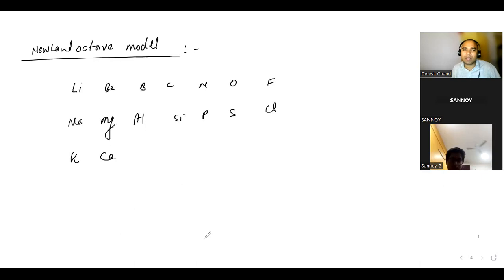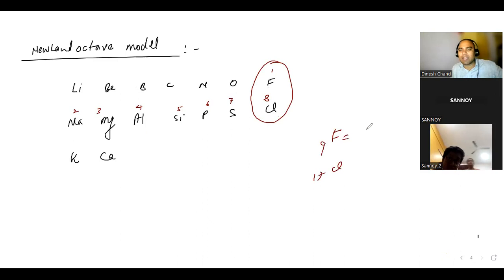The point we have to understand is that you can consider any element to be the first. Suppose you consider this as the first element: 1, 2, 3, 4, 5, 6, 7, and it is 8. Wherever you consider 8, it has similar properties. Like F and Cl, which are 9 and 17. You can see the valency: electronic configuration 2, 7 and 2, 8, 7. So the valency is going to be 1. Both are non-metals, both are electronegative, so everything is going to be the same.